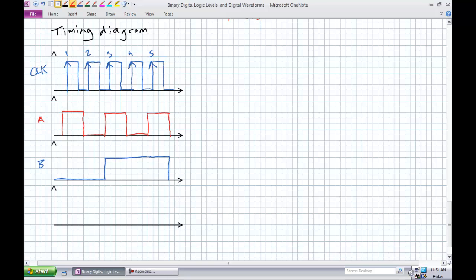At positive edge 1, what value does A take? A 1. What value does B take? A 0. Positive edge 2, A is a 0, B is a 0. Positive edge 3, A is a 1, B is a 1. Positive edge 4, A is a 0, B is a 1. Positive edge 5, A is a 1, B is a 1. So the clock is synchronizing the activity. When am I going to read the data? I can't be following it all the time, so you have to define the times at which you sample the data.